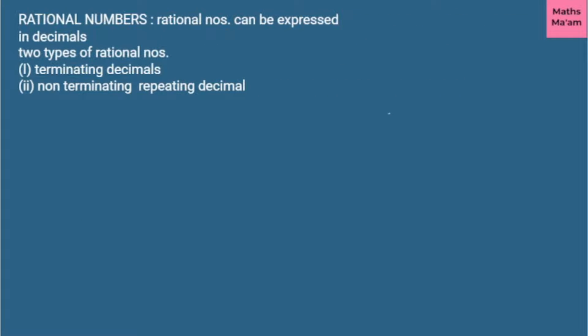Now we have rational numbers. Rational numbers are of two types. First is terminating decimals and the other one is non-terminating decimals. So हम सबसे पहले करेंगे what are terminating. Terminating means which are having a finite number of values after decimals. Decimals के बाद finite number of values हैं.